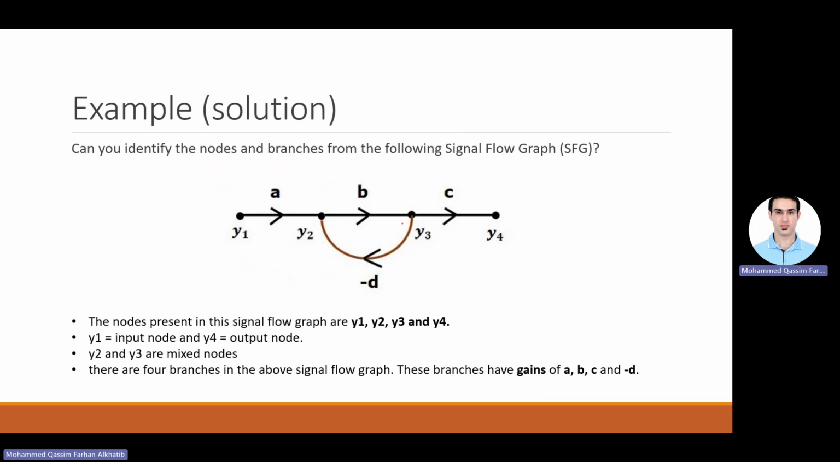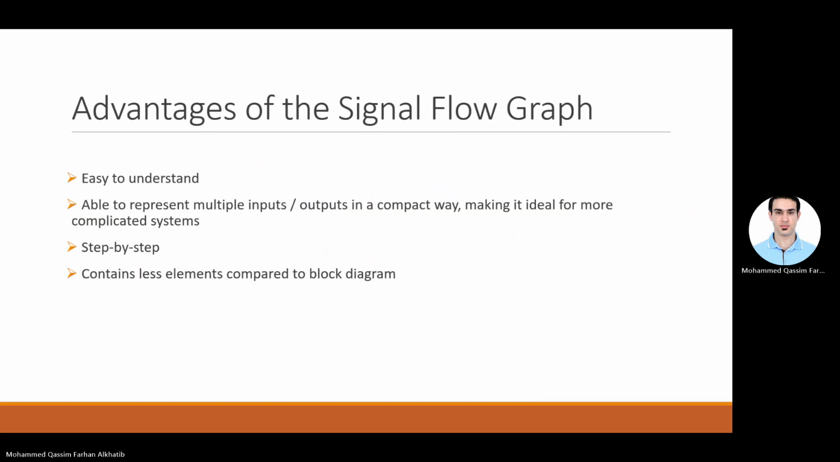So the nodes represented in this graph are given, and you have an input node and an output node, and you have mixed nodes. The four branches, as I mentioned before, with these gains. So the advantages of the signal flow graph: it's easy to understand. Instead of having multiple blocks with a lot of elements, here there are only two elements, the branches and nodes. You have the ability to represent multiple inputs and outputs in a compact way, making it ideal for complicated systems. It is easier to write in a step-by-step procedure and contains fewer elements compared to block diagrams.